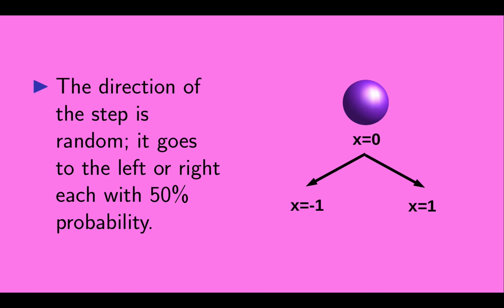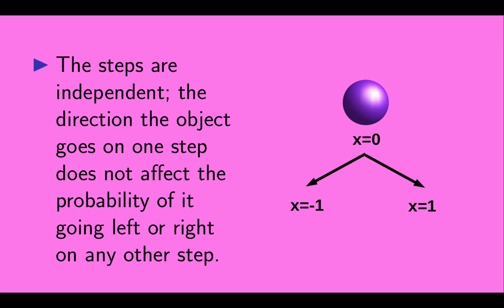The direction of each step is random. It goes to the left or right, each with 50% probability. Additionally, the steps are independent. The direction the object goes on one step does not affect the probability of it going left or right on any other step.